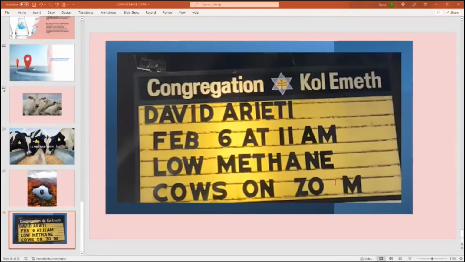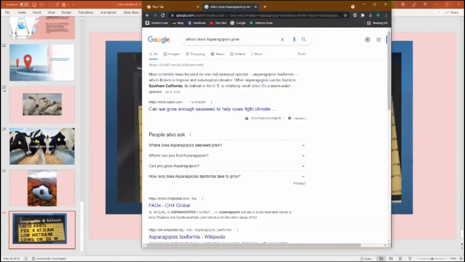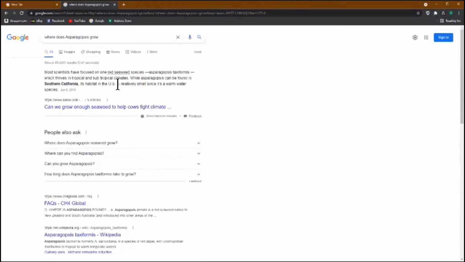You ask a good question. I never thought of that. Where does Asparagopsis grow? Here, I'm putting it on here. Let's find it. Most scientists have focused on one red seaweed as it thrives. That's what I thought. It thrives in tropical and subtropical climates, okay? And it can be found in Southern California. But it says here the habitat in the US is relatively small since it's a warm water species. So it mainly grows in warm water. So you have a good point that we've got to worry about overharvesting.